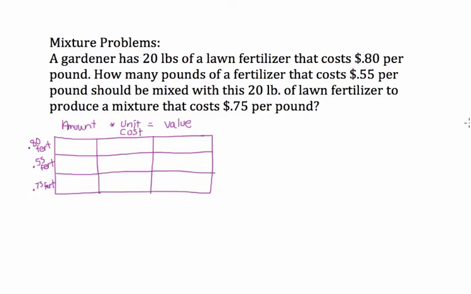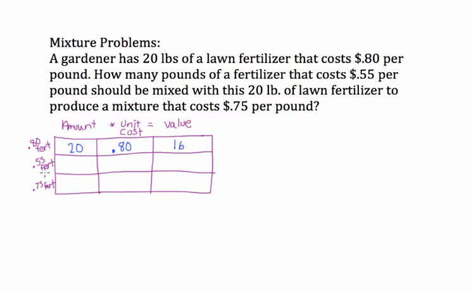Let's talk about the 80-cent fertilizer. How much of that do I have? Well, they gave me that number. I have 20 pounds of it, and I know that that costs 80 cents a pound. So 20 times 80 cents a pound would be $16.